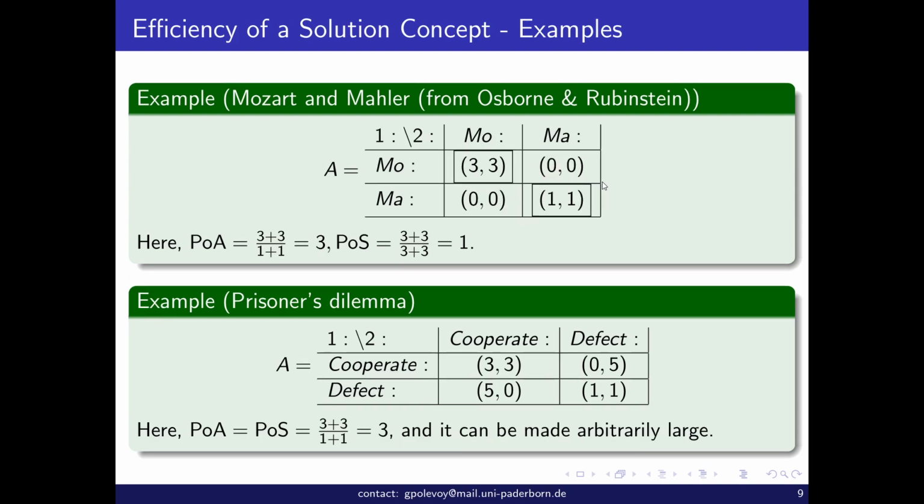Here you have two Nash equilibria, (3,3) and (1,1). Pay attention, please, that it's a nice example that (1,1) is a Nash equilibrium. So (1,1) is the set of profiles. The Nash equilibrium is Mahler, Mahler.